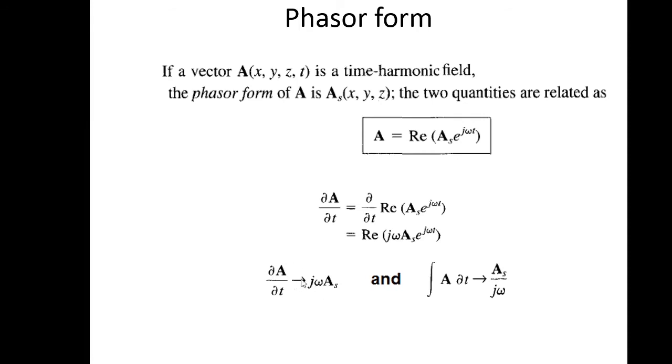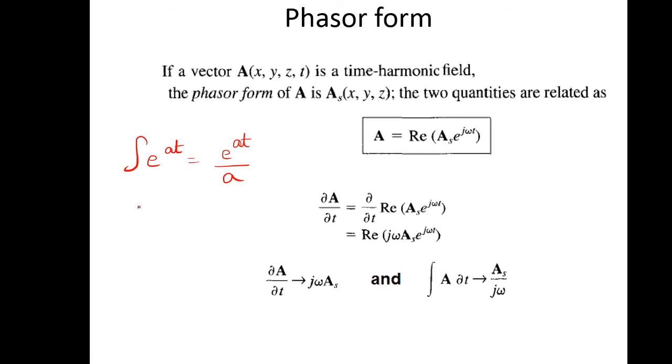What is the use of Phasor form? ∂A/∂t can be written as j omega A_s. Similarly, the integral of A can be written as A_s by j omega, because the integral of e raised to at will be e raised to at by a.